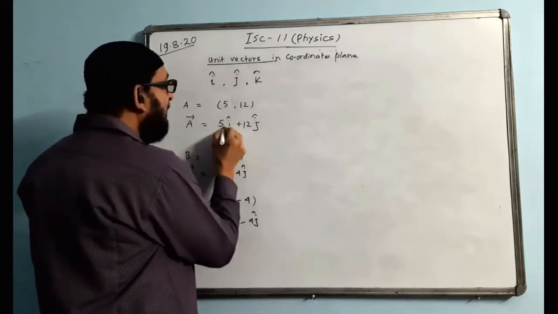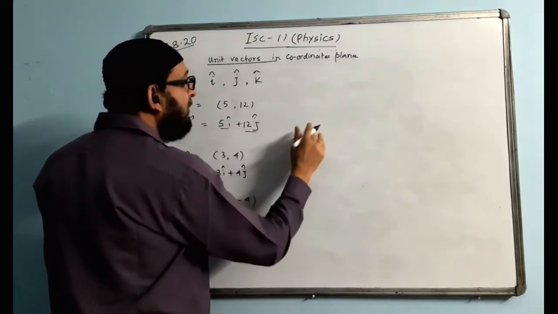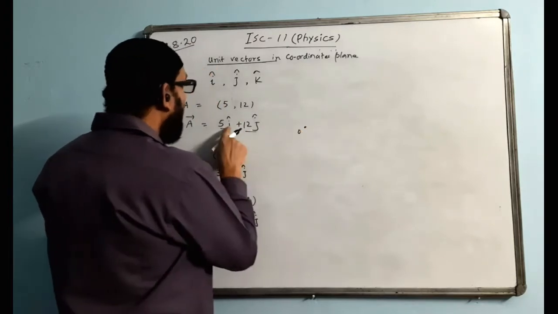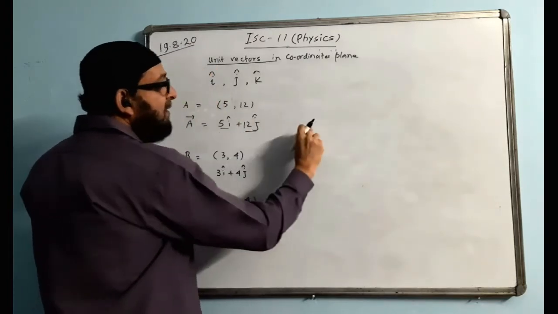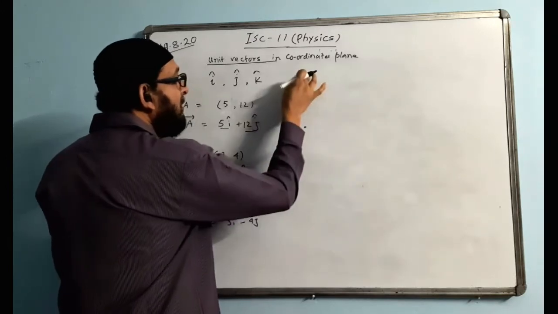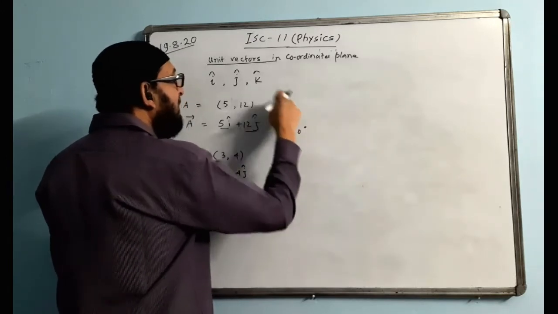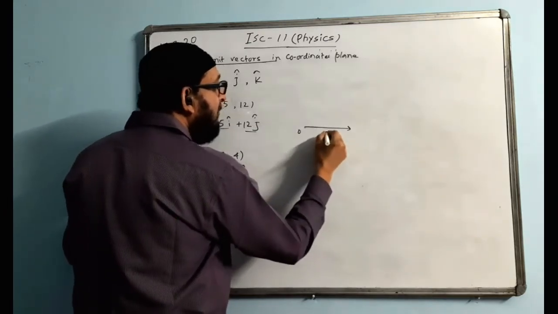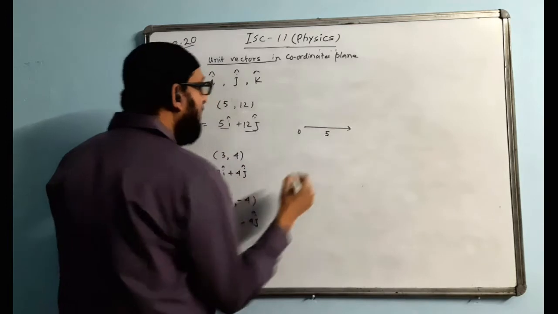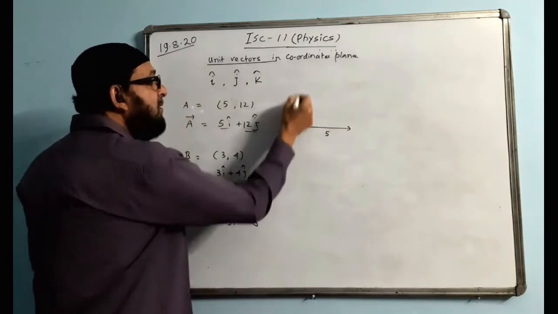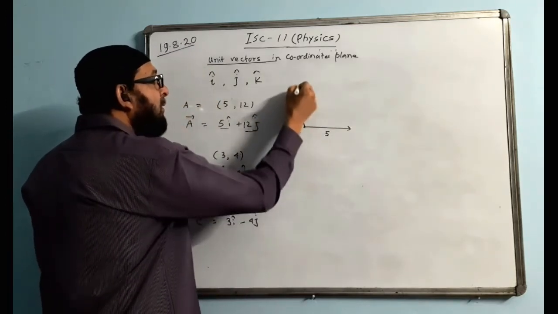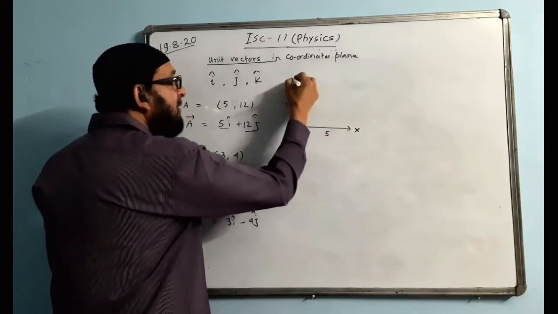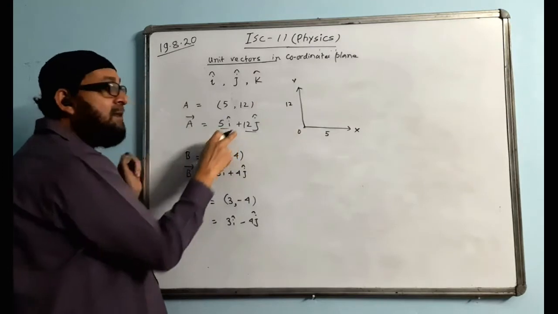And how can we draw the diagram for this? If it is written 5i plus 12j, how can we draw the diagram? The x-axis is like this, the y-axis is like this, and the z-axis will be like this. Plus 5i will come this side, so we draw 5 units this side. 12j means this way you can draw. This is x, this is y. Along the y-axis the distance is 12.